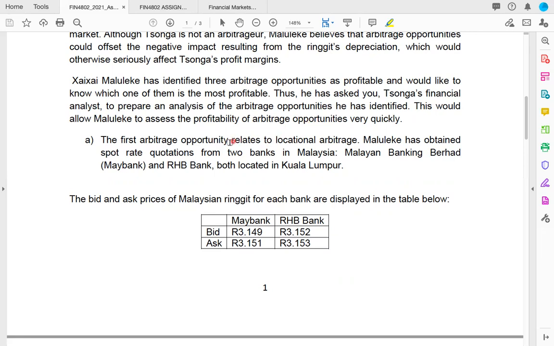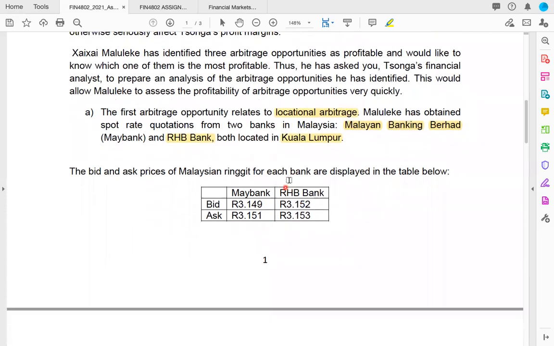Okay, so part A. The first arbitrage opportunity relates to locational arbitrage. Maluleke has obtained spot rate quotations from two banks in Malaysia, Malayan Banking Berhad, Maybank, and RHB Bank, both located in the capital of Malaysia, Kuala Lumpur. So these are the bid and ask prices associated with each bank. Maybank is bidding at 3.149.